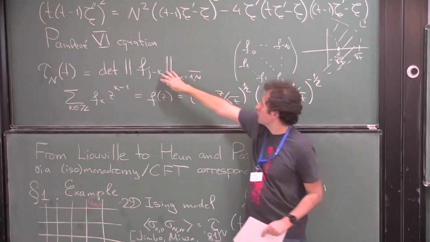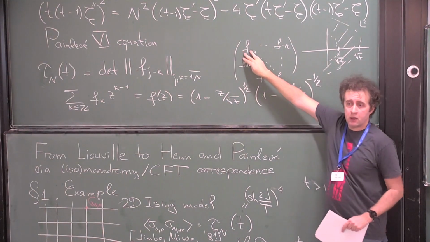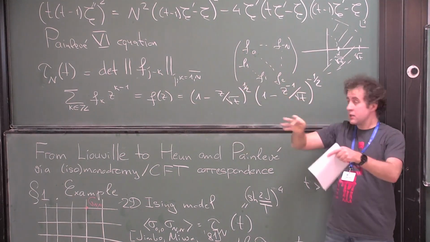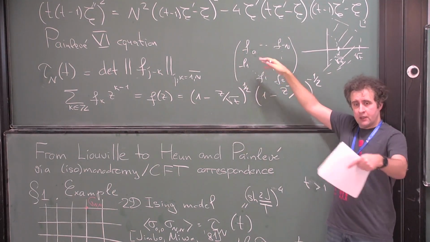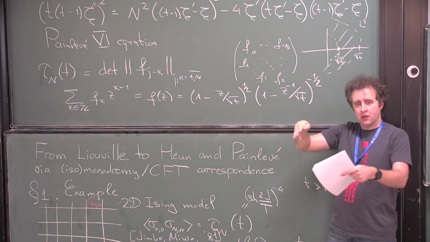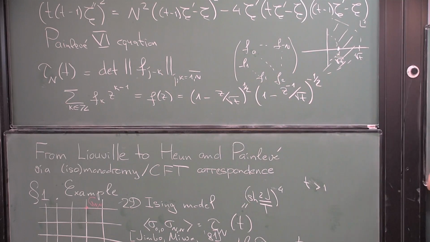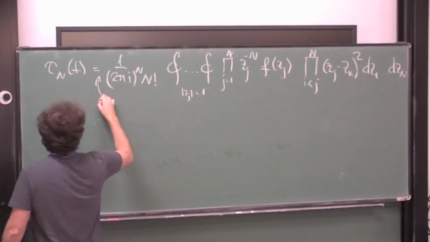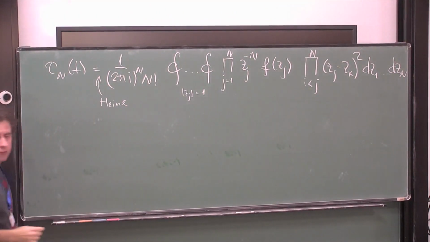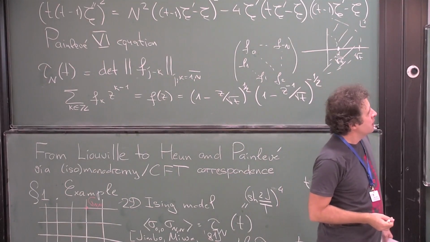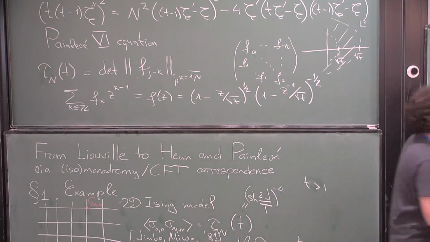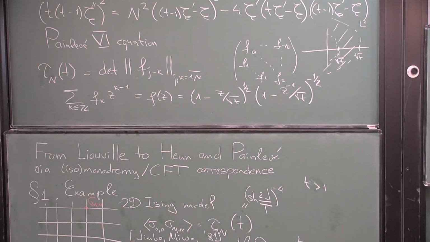So you basically have to write every matrix element as an integral here, then transform the determinant of integrals into a multidimensional integral of the determinant, and this anti-symmetrize and this expression. So this is called Heine formula for Toeplitz determinants. And you have zeta j minus zeta k, for j less than k.